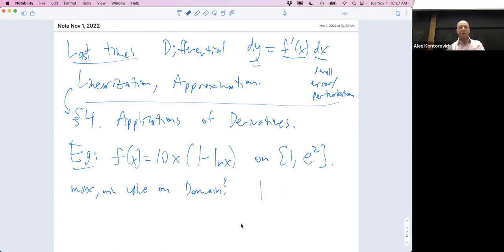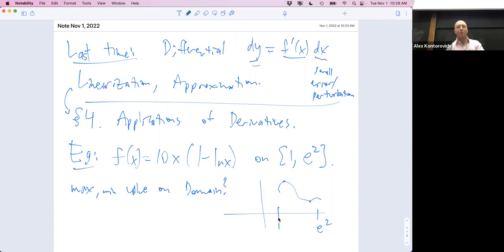Okay, I have no idea what this function looks like. I purposely chose one that is not something that would be reasonable to ask you to graph yet, right? It goes from 1 to e squared, and it does something, I have no idea what. And I want to know about its maximum or minimum values. How are we supposed to figure any of this out?